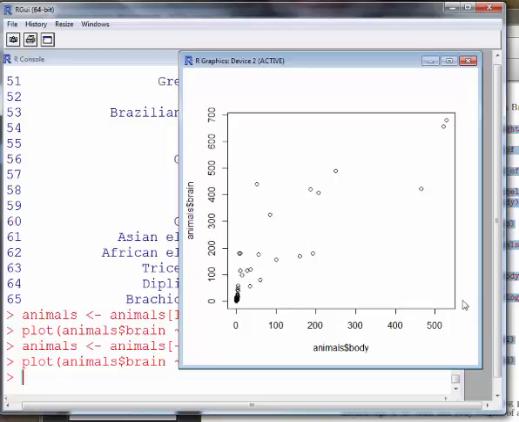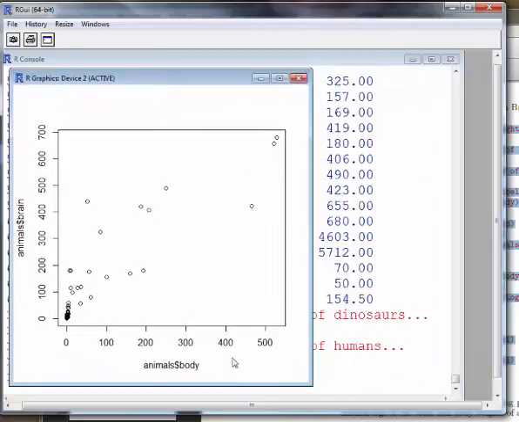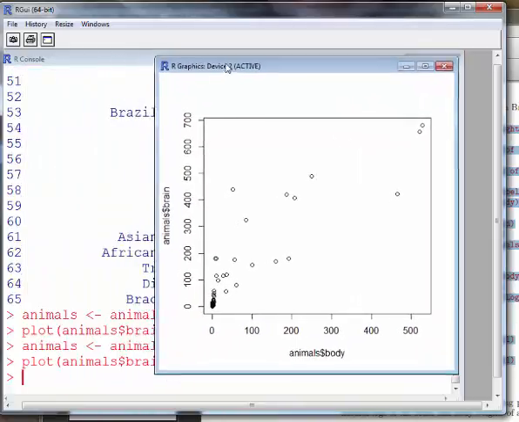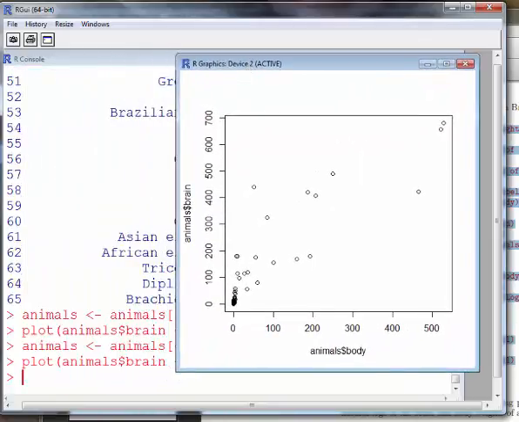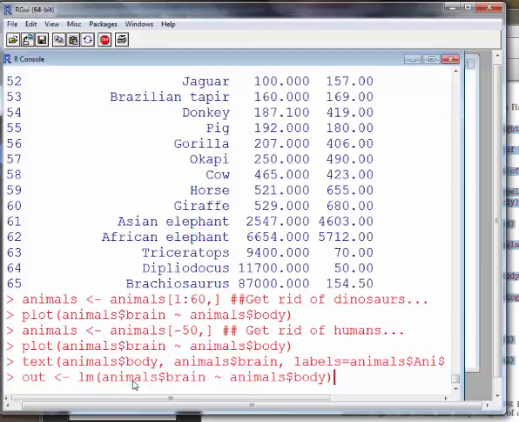Remember that those large animals were way off to the right and way up. You know, the humans were way up here. So we've sort of zoomed in down in that lower left-hand corner of the original scatter plot. And now we're just going to focus on some animals that make sense as a group. Now, maybe I'll add some labels and do a linear model with the next couple lines here.